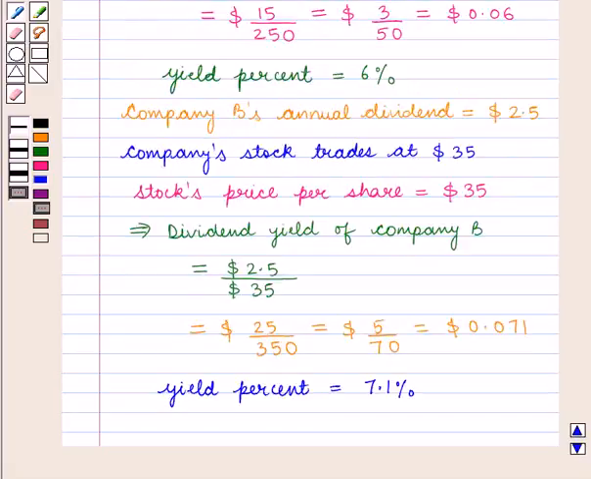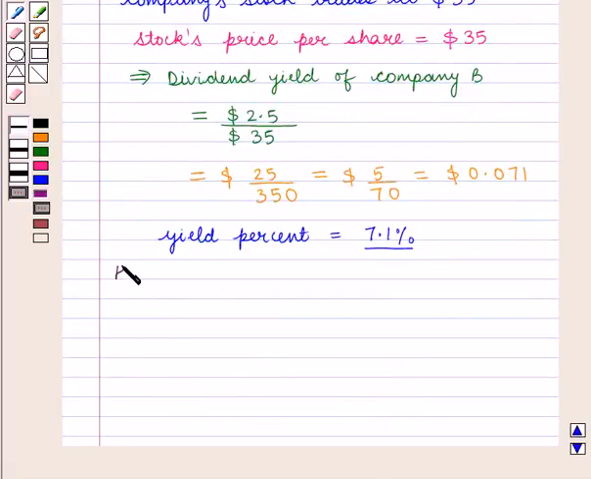So now, as the yield percent of company A is 6% and the yield percent of company B is 7.1%, hence, we can say that company B has a better dividend yield.